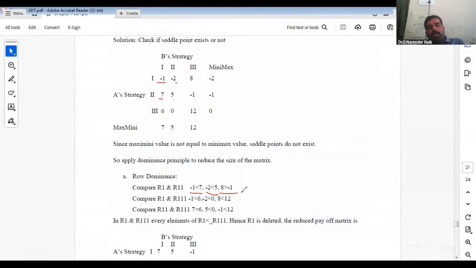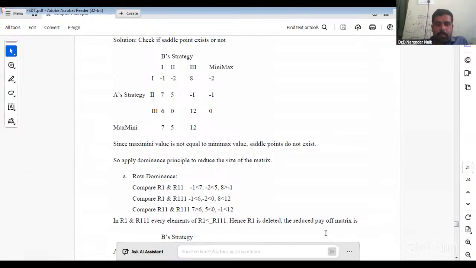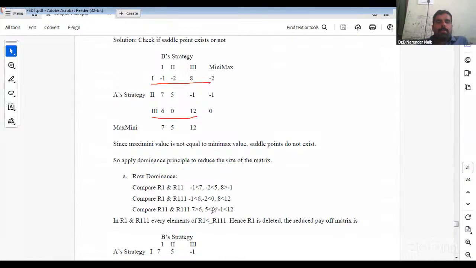So the first comparison is completed. Then compare R1 and R3. This is R1 and this is R3. -1 is less than 6, -2 is less than 0, and 8 is less than 12. So the comparison of R1 and R3 is also completed.